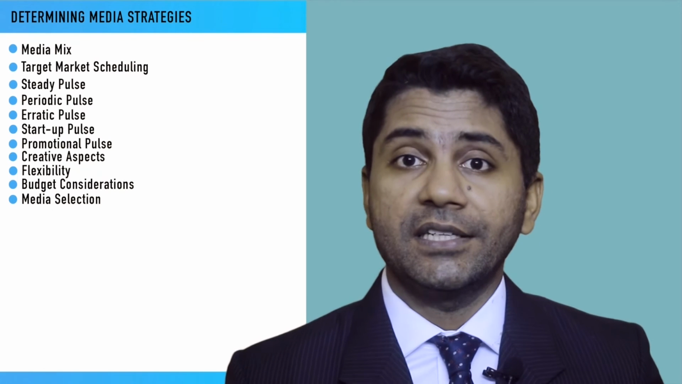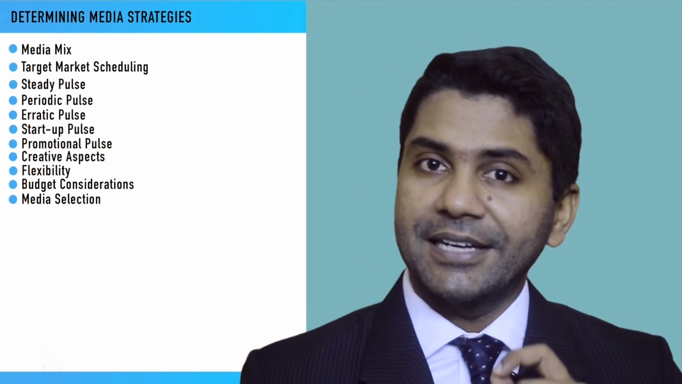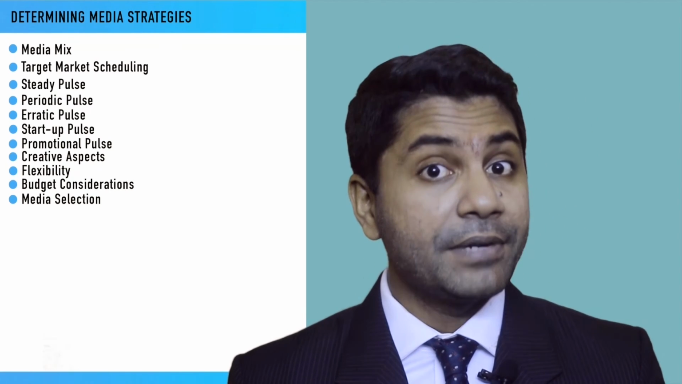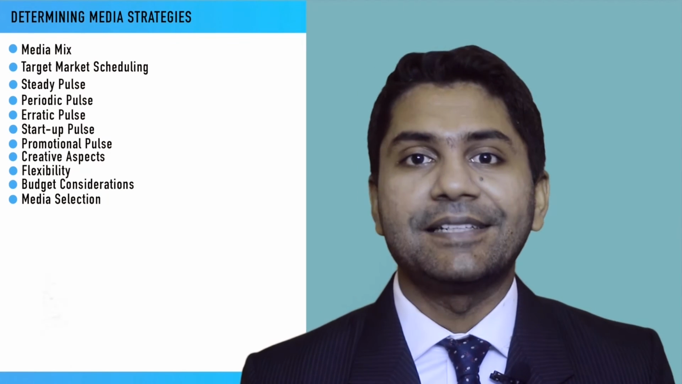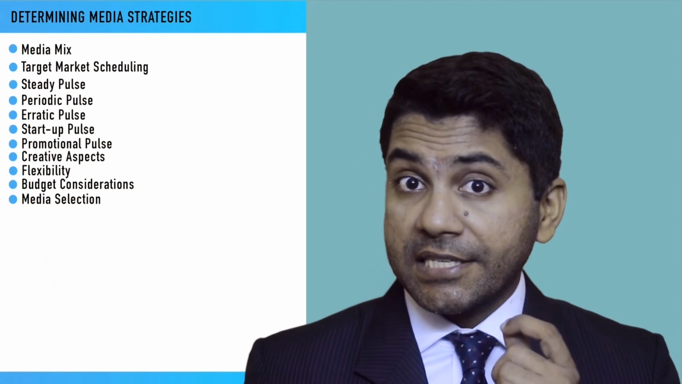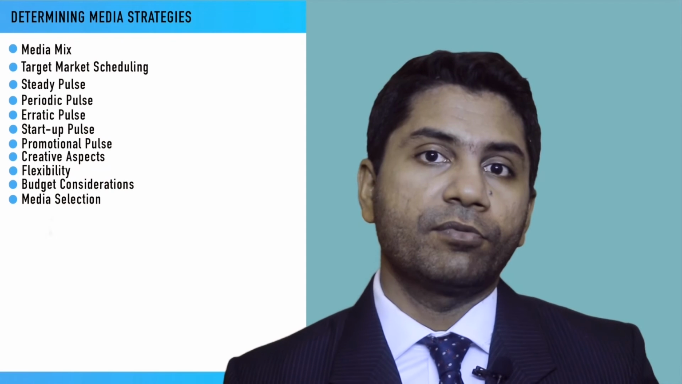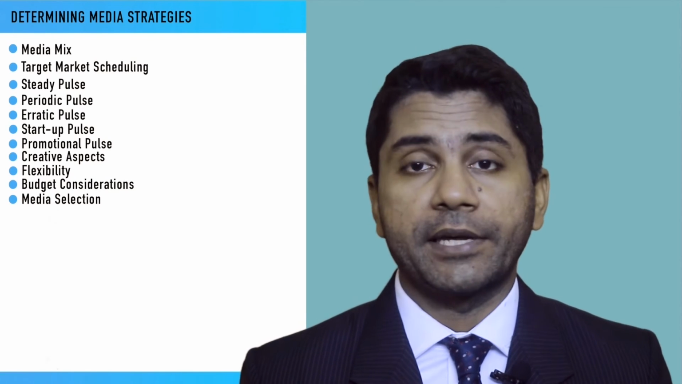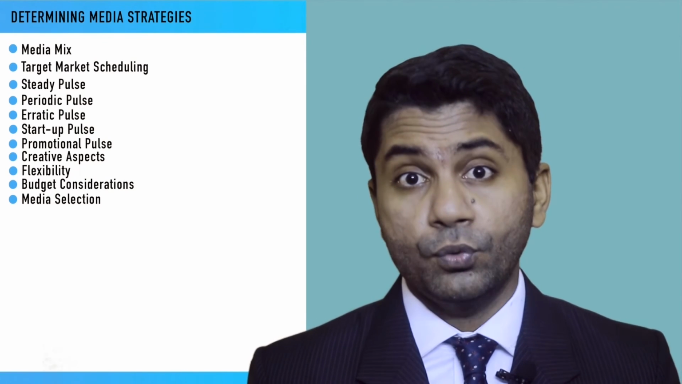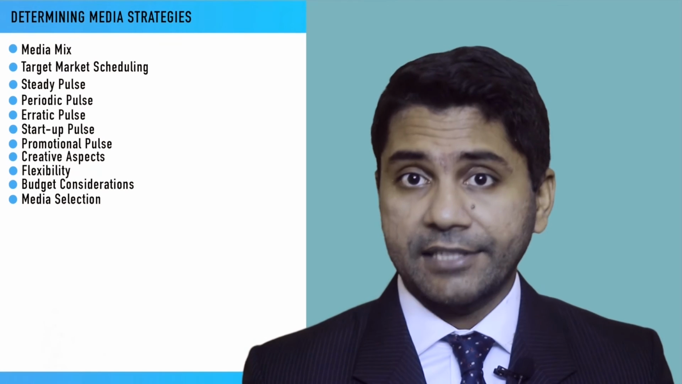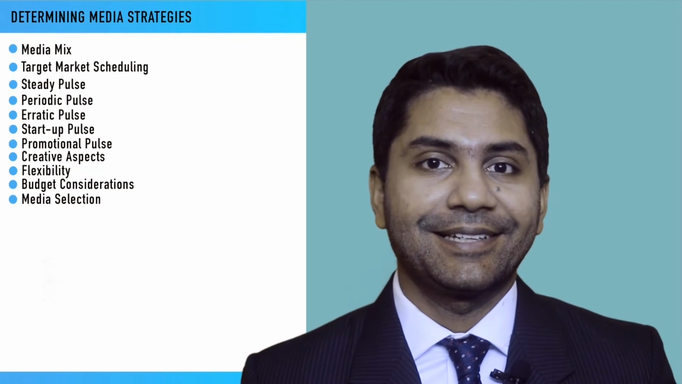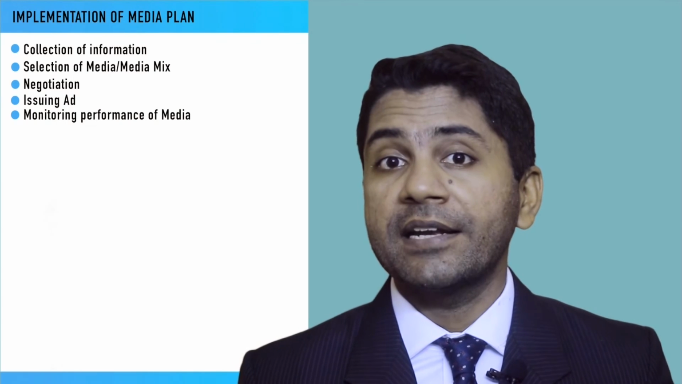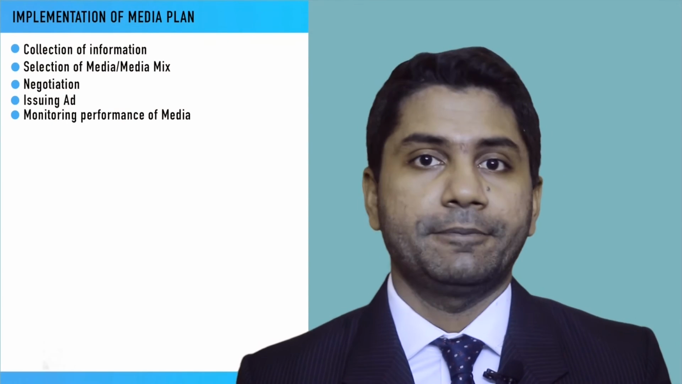Budget constraint is another thing. In determining media strategy, cost must be estimated and budget must be considered. Media selection is a head-breaking job for a media planner in an event management company. It covers two broad decisions: selection of media class and selection of a media vehicle within the media class. The fourth one is implementation of a media plan.